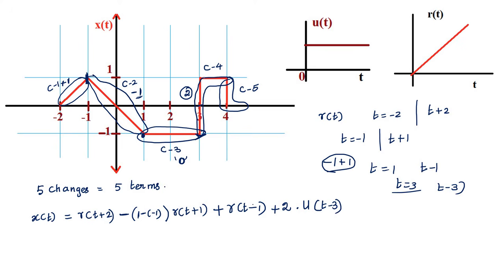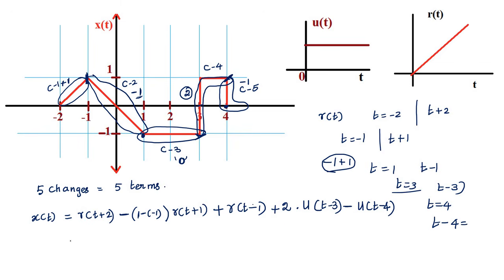Then see, up to this, the change is over. Next, the amplitude of the signal is reduced by 1. So how to write this? Minus, and what is the point here? The time value is t is equal to 4. So how to represent this? t minus 4. So u of t minus 4.